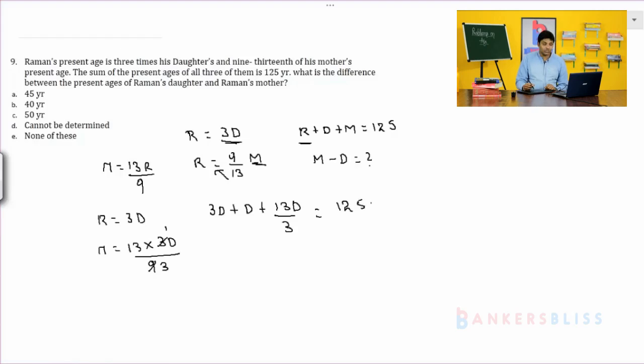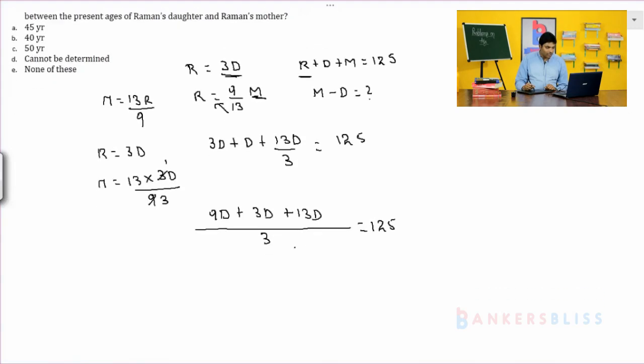So LCM is 3. You go for 3. So 3D into 3, that is 9D plus 3D plus 13D is equal to 125. You cross multiply the denominator and 125. So 9D plus 3D, 12D. 12D plus 13D, 25D.